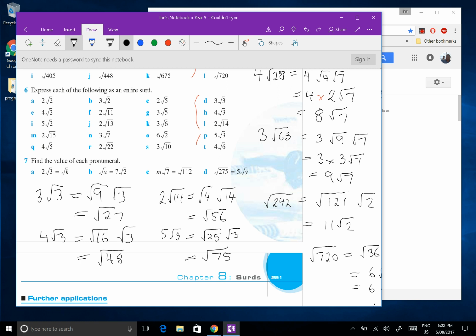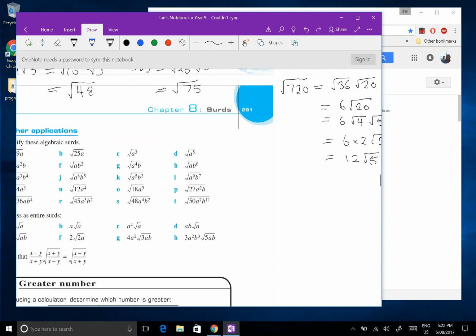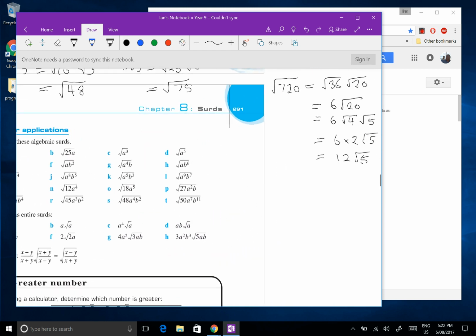We didn't do question 7, I wasn't much fussed about it. I do want to have a look at question 8. Some of these are quite tricky.